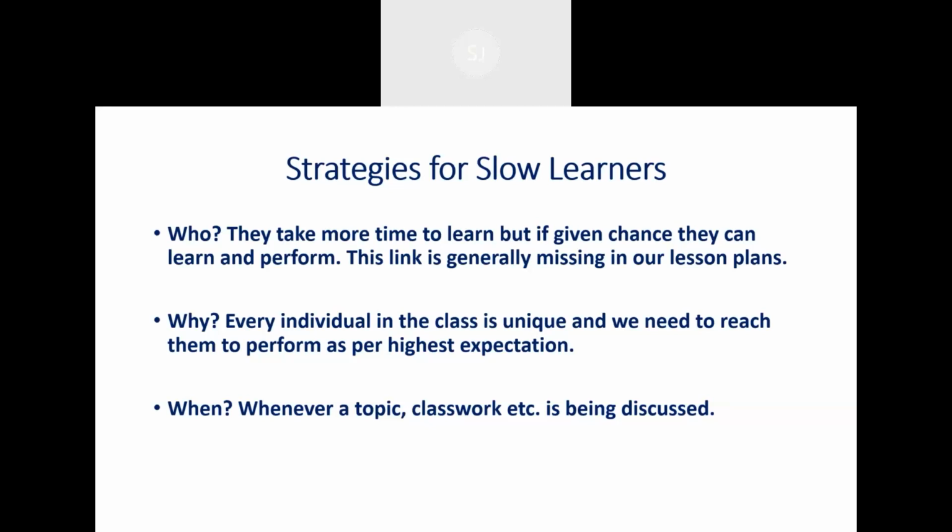Let us start. Who are slow learners? They are the ones who need more time to learn, but if given a chance, they can learn and perform. Again, remember, this link is generally missing in our lesson plan because we always cater to average learners. I think you know that research: our lesson plan generally caters to the average learner. And when it comes to slow learners, we think we are going to do something for them only in the remedial classes.